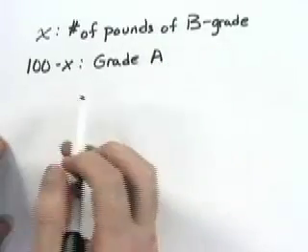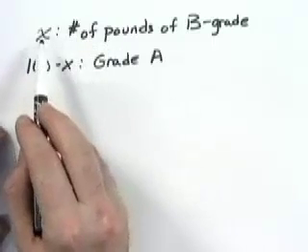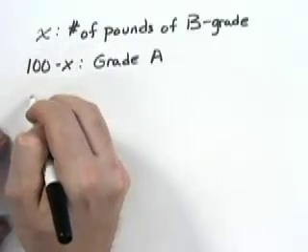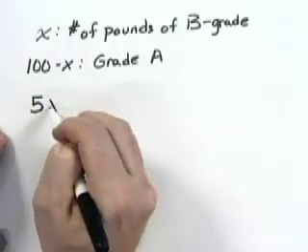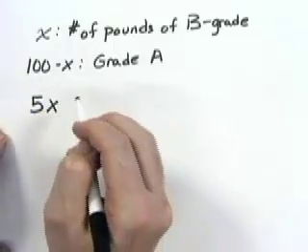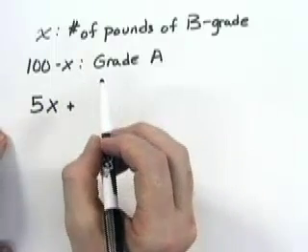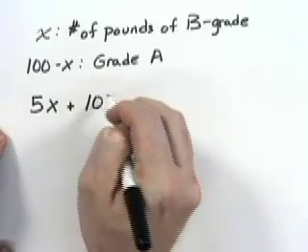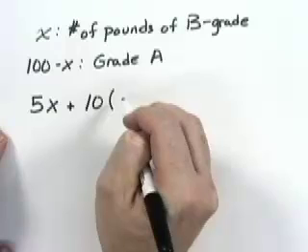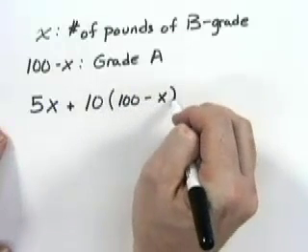Now, we're going to be selling each pound of B-grade coffee for $5 per pound. So the revenue generated from selling X pounds of B-grade coffee is 5X. We would be selling the A-grade coffee for a total of $10 a pound. So the revenue generated from selling the A-grade coffee would be 10 times 100 minus X.